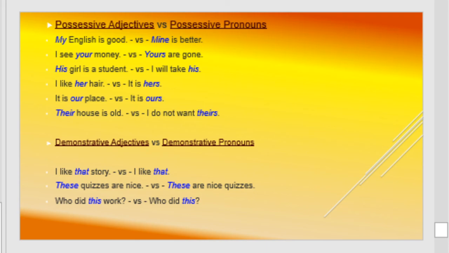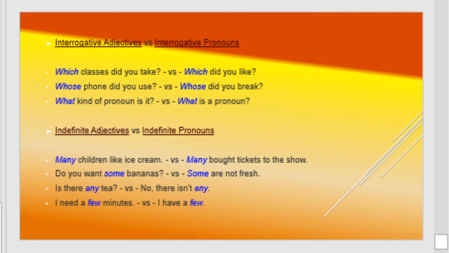Demonstrative adjectives versus demonstrative pronouns. I like that story. I like that. These quizzes are nice versus these are nice quizzes. Who did this work? Who did this? It's a little bit complicated, but if you analyze, there's really a big difference between the two of them.